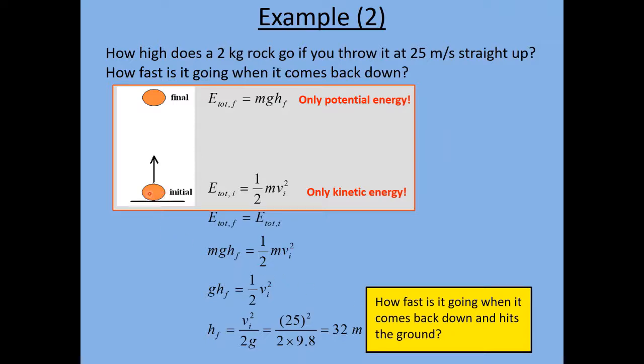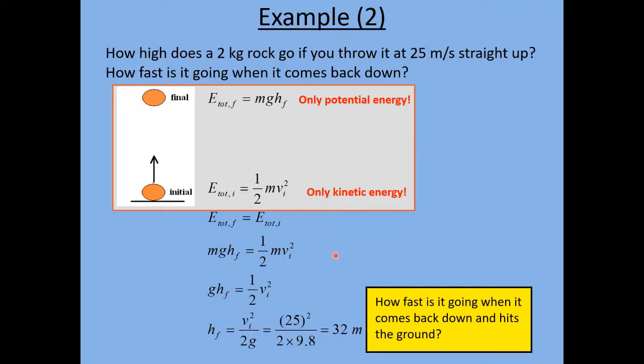So the rock starts down here, we throw it up, it gets to this position here at 32 meters, and then it turns around and it falls back down. So we're trying to figure out how fast is it going when it reaches the ground again. Well, there's an easy way and a hard way to solve this problem. The hard way would be to go back to the previous example and redo that problem for an initial height of 32 meters. But we don't have to do that much.